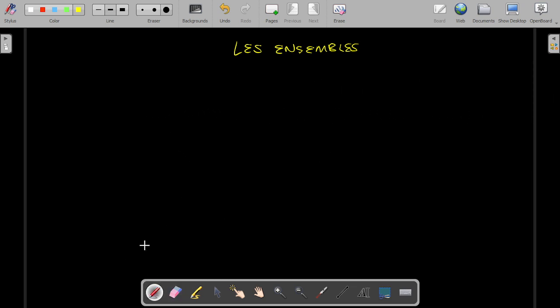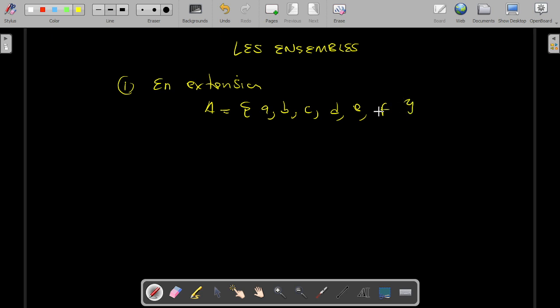One of the ways in which a set can be written is known as en extension. So this is the first, a set written en extension. This is basically when you just list out all the elements of the set A, for example. So you have A, B, C, D, E, and F. You just list out all the elements of the set A.